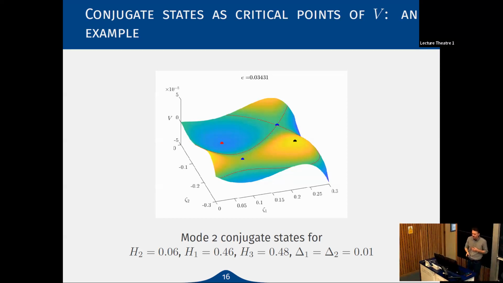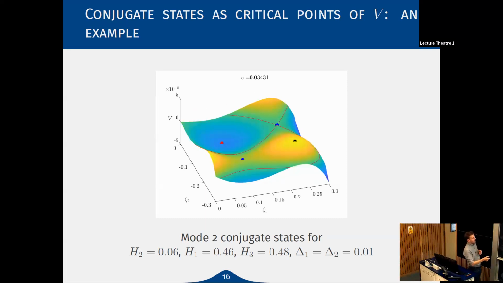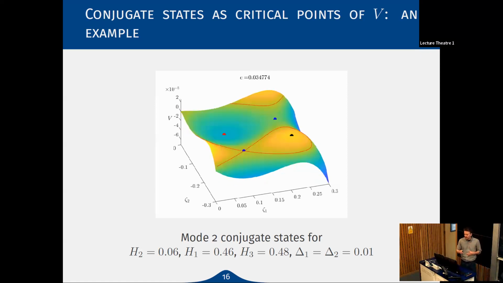And so you can see that for this value of C, given by this value of zeta 1 and zeta 2, which you read off the axes, is a conjugate state of the origin. Now, as I change the value of C, this surface evolves and the critical points move. So if I increase C a bit further, you now see the V equals 0 line going through this saddle point. So now for this value of C, zeta 1 and zeta 2 are solutions to the conjugate state equations.